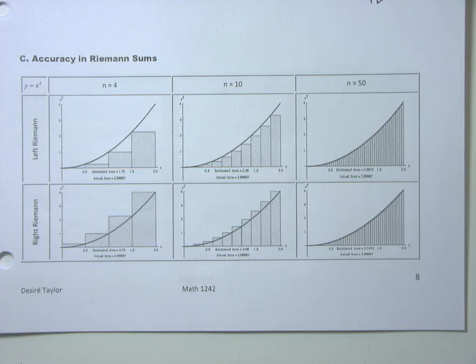this will give you the exact area under the curve. But if you stop short of infinity, you're going to get an estimate. Now, it may be a really accurate estimate for the most part, but it's still an estimate. You may correct a 1/10,000th of a spot or 1/1,000,000,000th of a spot or whatever the case may be, but it's still going to be an estimate. If you want the exact area under the curve, you have to take the number of partitions to infinity.